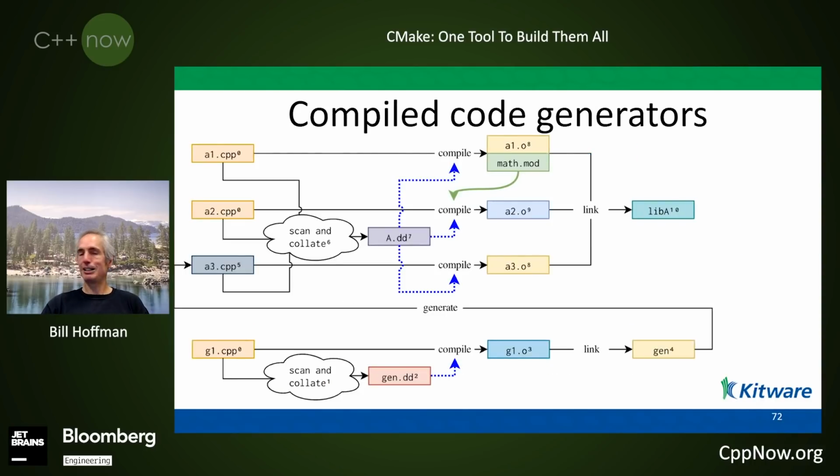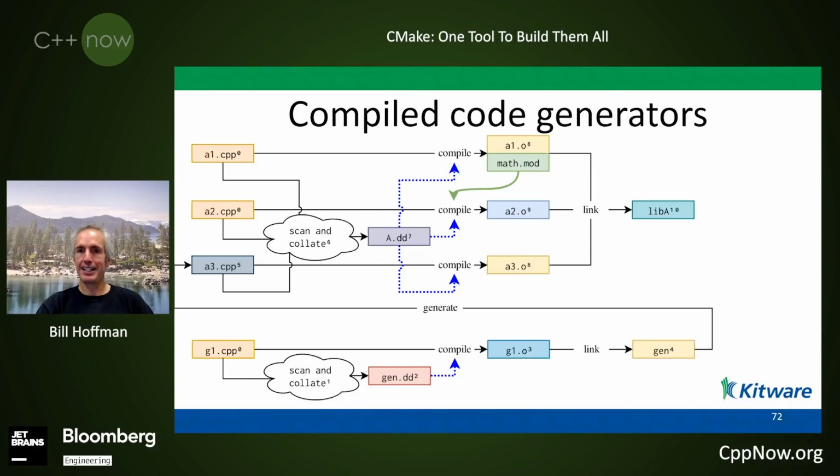Let's look at a more complicated example. Let's look at compiled code generators. So imagine you have some code that you compile in the middle of your C++ project, and then that code is used to create an executable, and that executable is used to generate some code, which then needs to be compiled. And let's throw that into the mix. So at our 0th level, we have A1.cpp and A2.cpp that need to be scanned and collated. But you can see A3.cpp is at the 5th level.